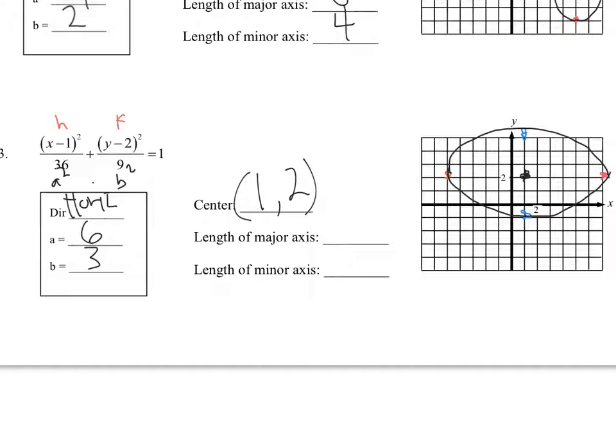So the length of the major axis would be 12. And the length of the minor axis would be 6, just counting, okay? So from here to here is 12, from here to here is 6.